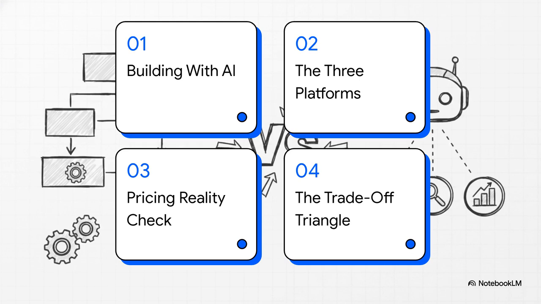Okay, here's our roadmap for today. First, building with AI. Second, we'll meet the 3 platforms. Third, we're going to do a massive pricing reality check. And fourth, we'll wrap it up with the trade-off triangle. Let's just dive right in.